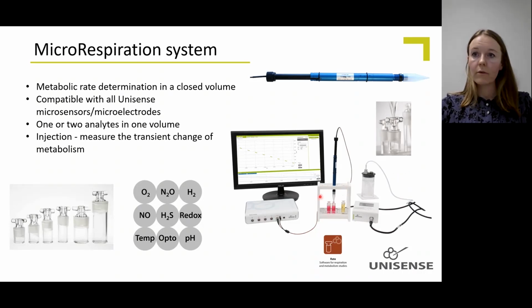The rack of the microrespiration system can hold up to 8 chambers, and you add a glass magnet to each chamber, and the stirring is then controlled here by this stirrer controller. It is also possible to inject a substance into the sample. It could be an enzyme or drug or inhibitor or substrate, and you can then measure the real-time change in metabolism.